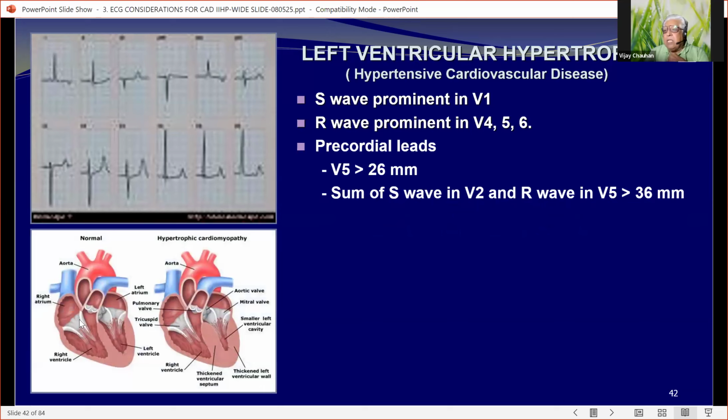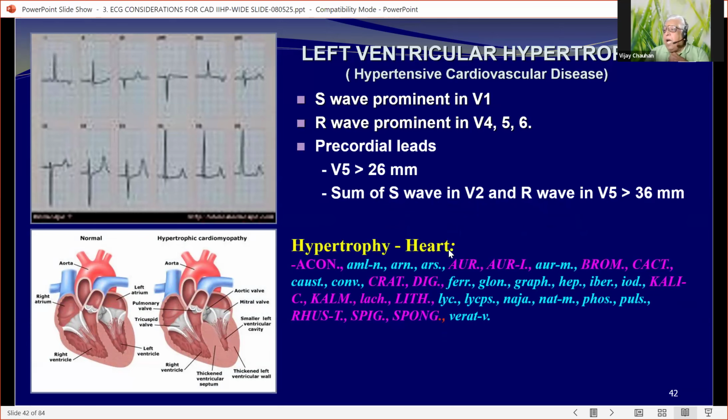And here again, you can see how the muscle mass is much thicker in the left ventricular walls. Hypertrophy of the heart is mostly discussed in terms of left ventricular hypertrophy. So these are the medicines: Aurum iodatum, Bromium, Cactus, Tabacum, Digitalis, Kalmia, Lachesis, Lithium, Rhus tox, Spigelia, whatever medicines they are.